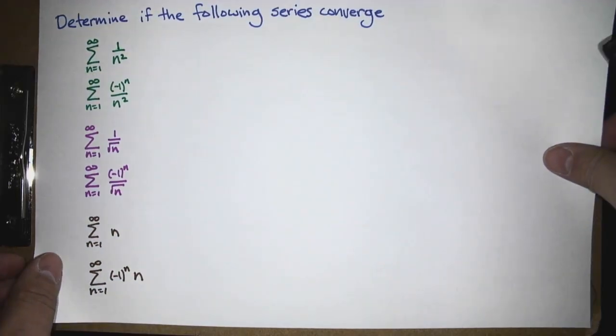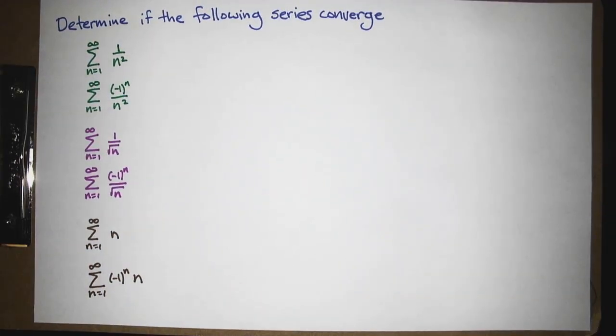Well, here are some sums. We can try these out. 1 over n squared. Will that converge or diverge? And how do we know?